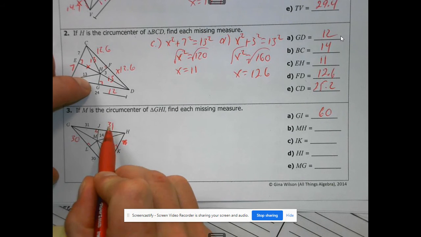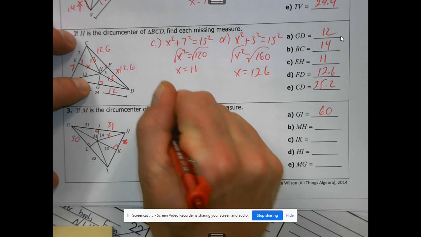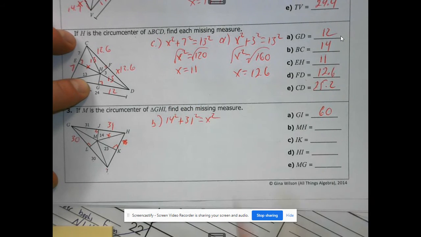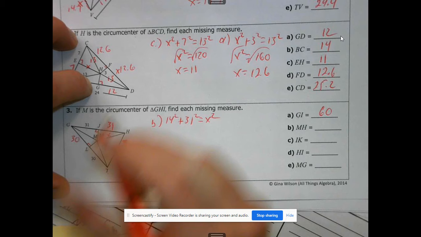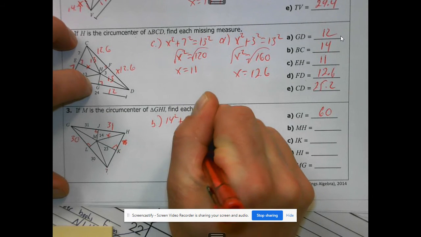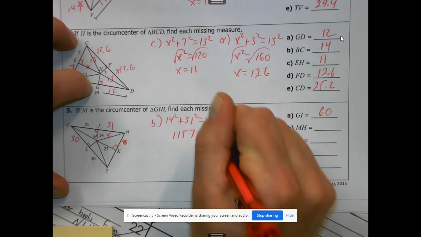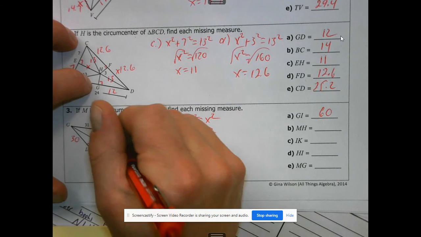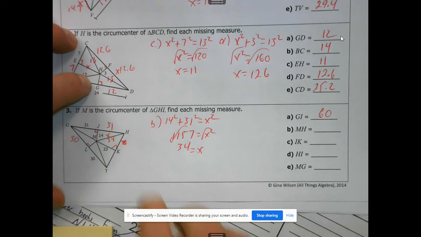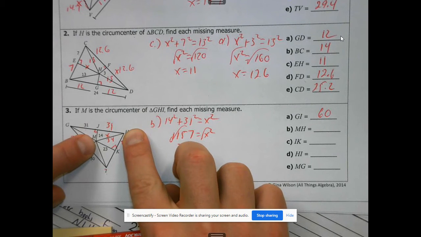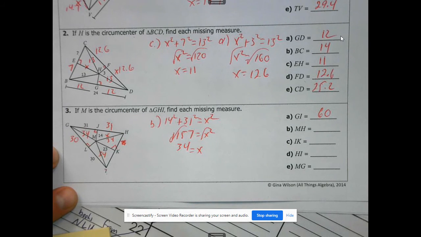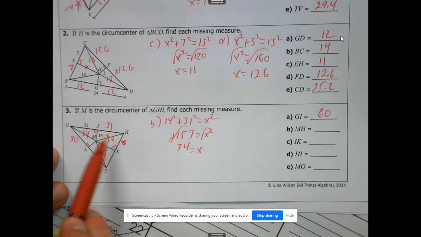A squared plus B squared equals C squared. So for letter B, 14 squared plus 31 squared equals your hypotenuse squared, and we called it X. If you add up the left side, that comes out to be 1,157. Square root that. X comes out to be 34. So M to H, we know, is 34. So now all of the vertices to the center are going to be 34. So this guy is 34. That guy is 34. Vertices to centers are all the same. They're all congruent, all 34.